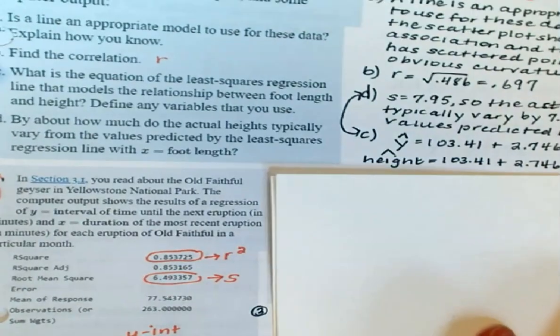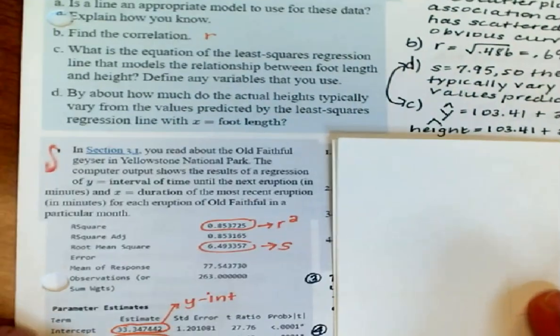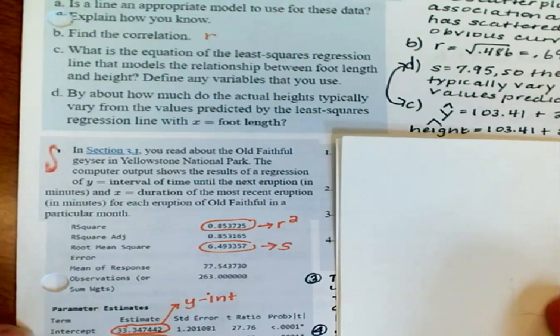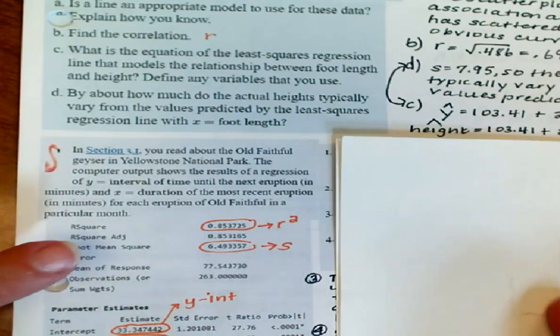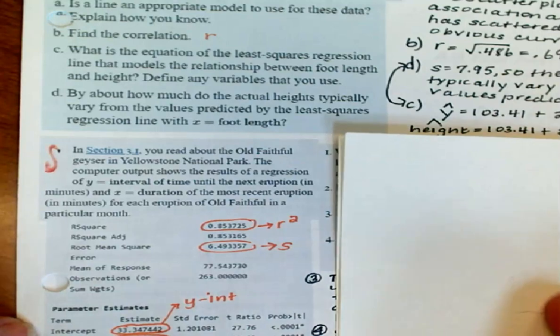So let's read through this. In section 3.1, you read about Old Faithful Geyser in Yellowstone National Park. The computer output shows the results of a regression of y equals the interval of time until the next eruption, and x is the duration of the most recent eruption for Old Faithful. So they do give you the output. Well, actually, instead of Minitab, this is JMP. So this is another way you might see the data.